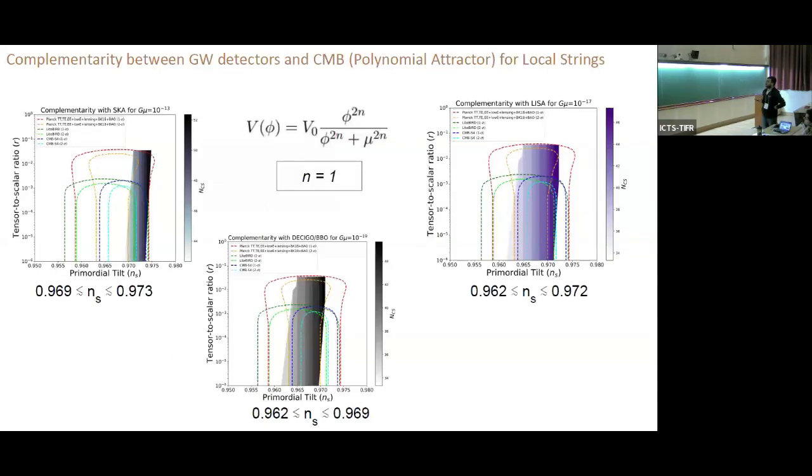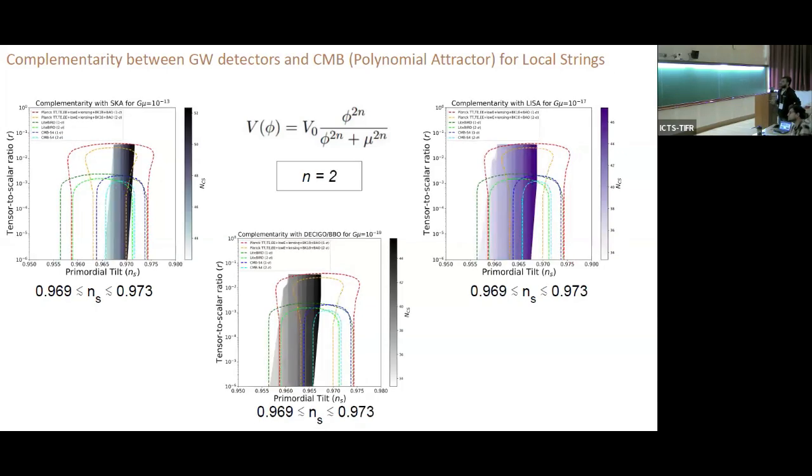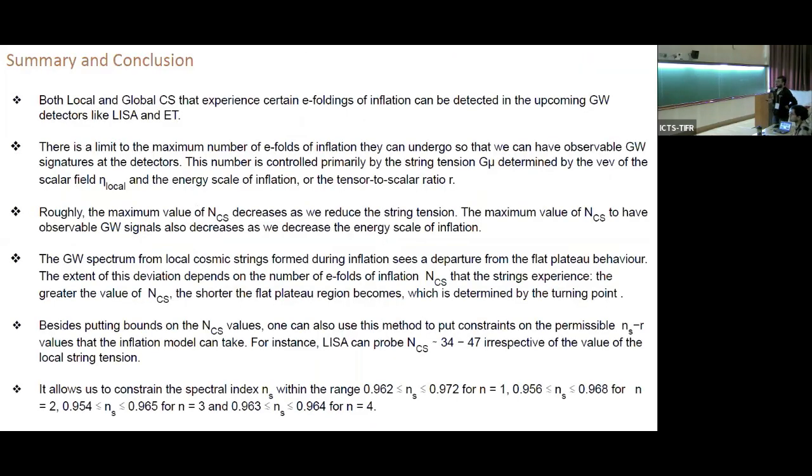We have done this analysis for LISA and DECIGO as well, and we are able to constrain the spectral index to the following values. We can play around and check for different inflation models. Due to the lack of time, I've done this for polynomial attractors, but you can extend this argument to the T-models as well. So I will leave you with the summary and conclusion.